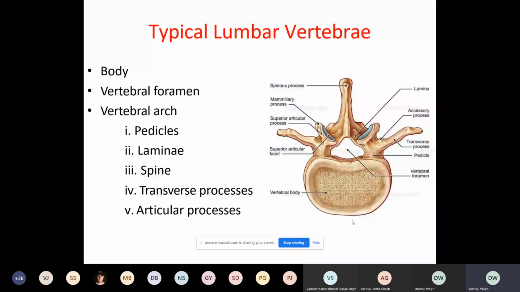So you understood what the mammillary process is and what the accessory process is. Once again I repeat this point. The accessory process is present on the posterior inferior aspect towards the root of the transverse process. This elevated portion is the accessory process, and the mammillary process is present at the posterior border of the superior articular process. This rough elevation is the mammillary process.